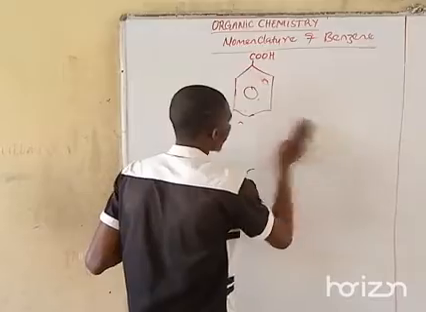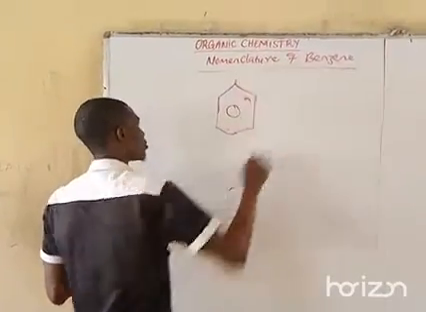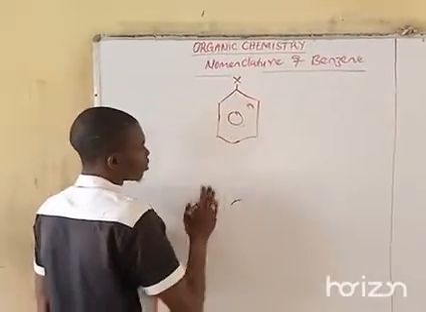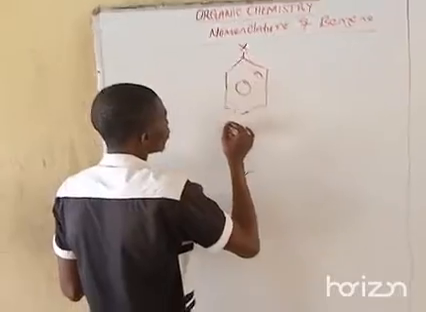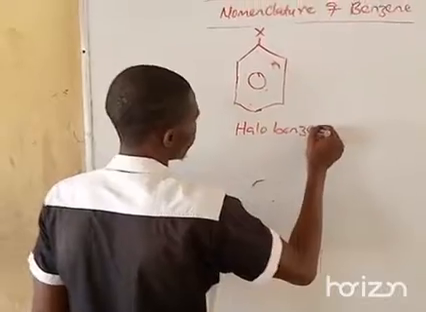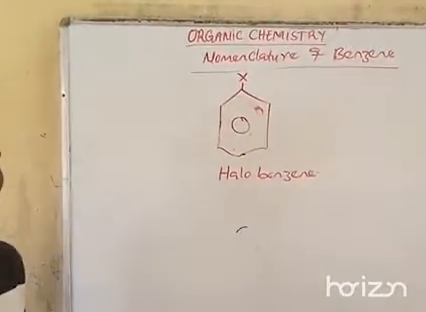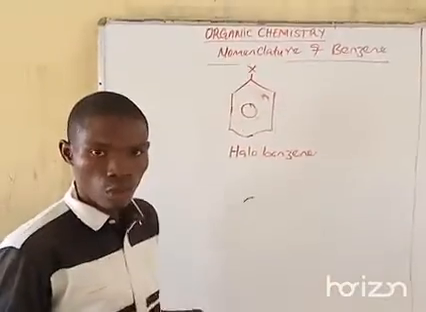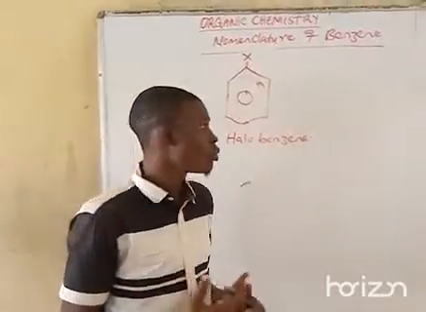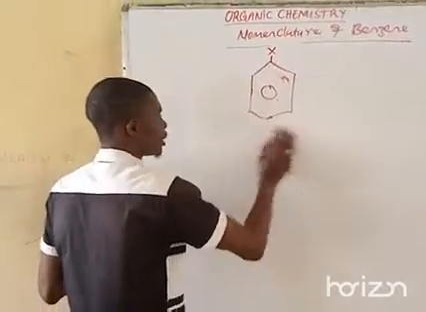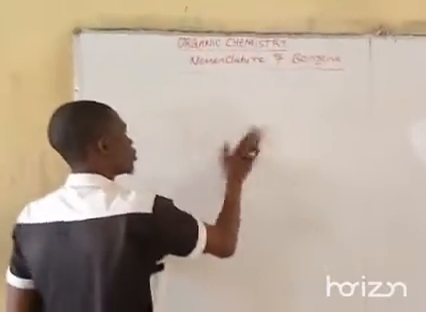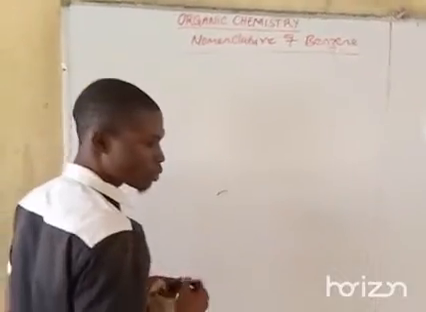Then, when it is attached to a halogen group, it is called halobenzene. Meaning, if it is chlorine, it's called chlorobenzene. If it is bromine, bromobenzene. If it is iodine, iodobenzene. So, depending on the type of halogen present on that benzene ring, we use those names to call them.